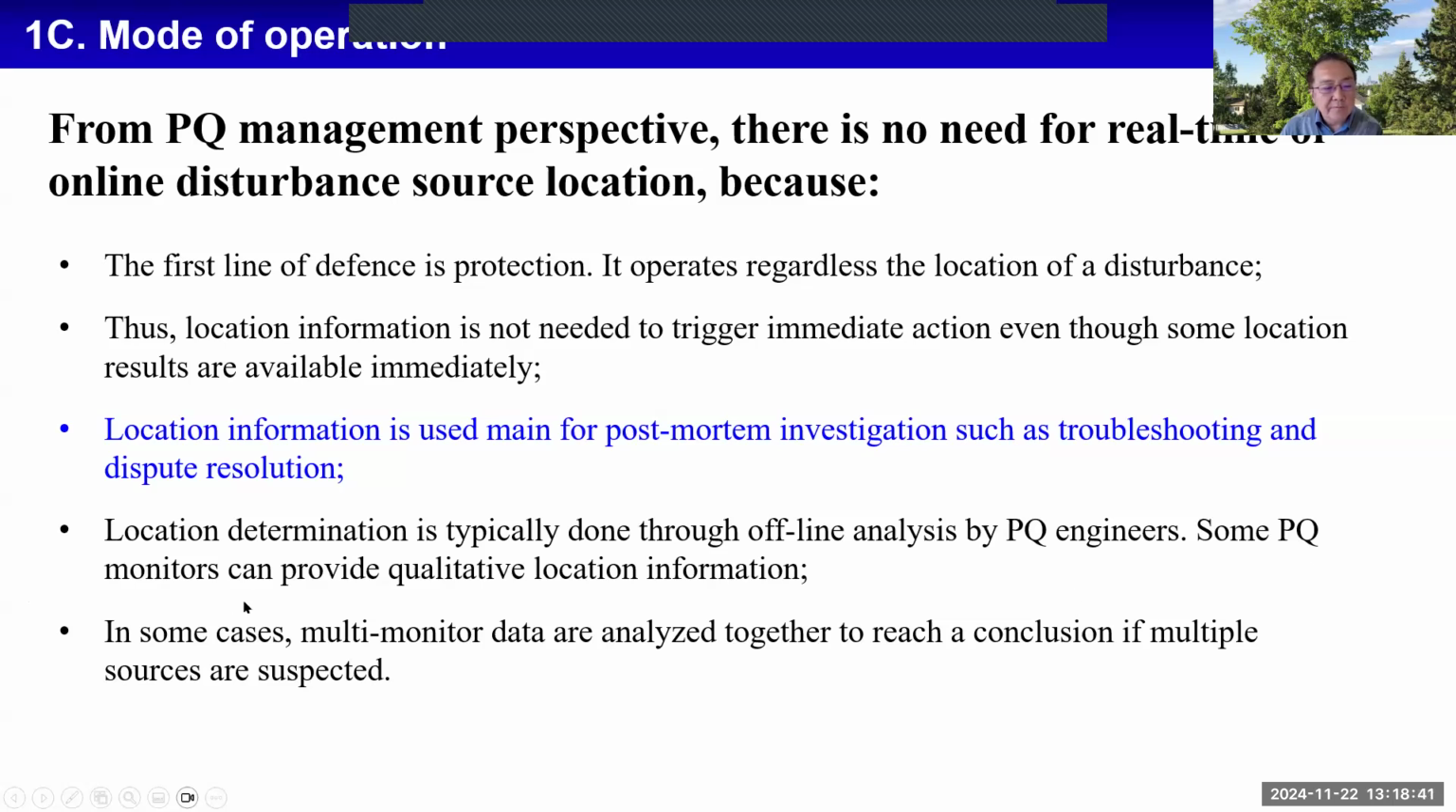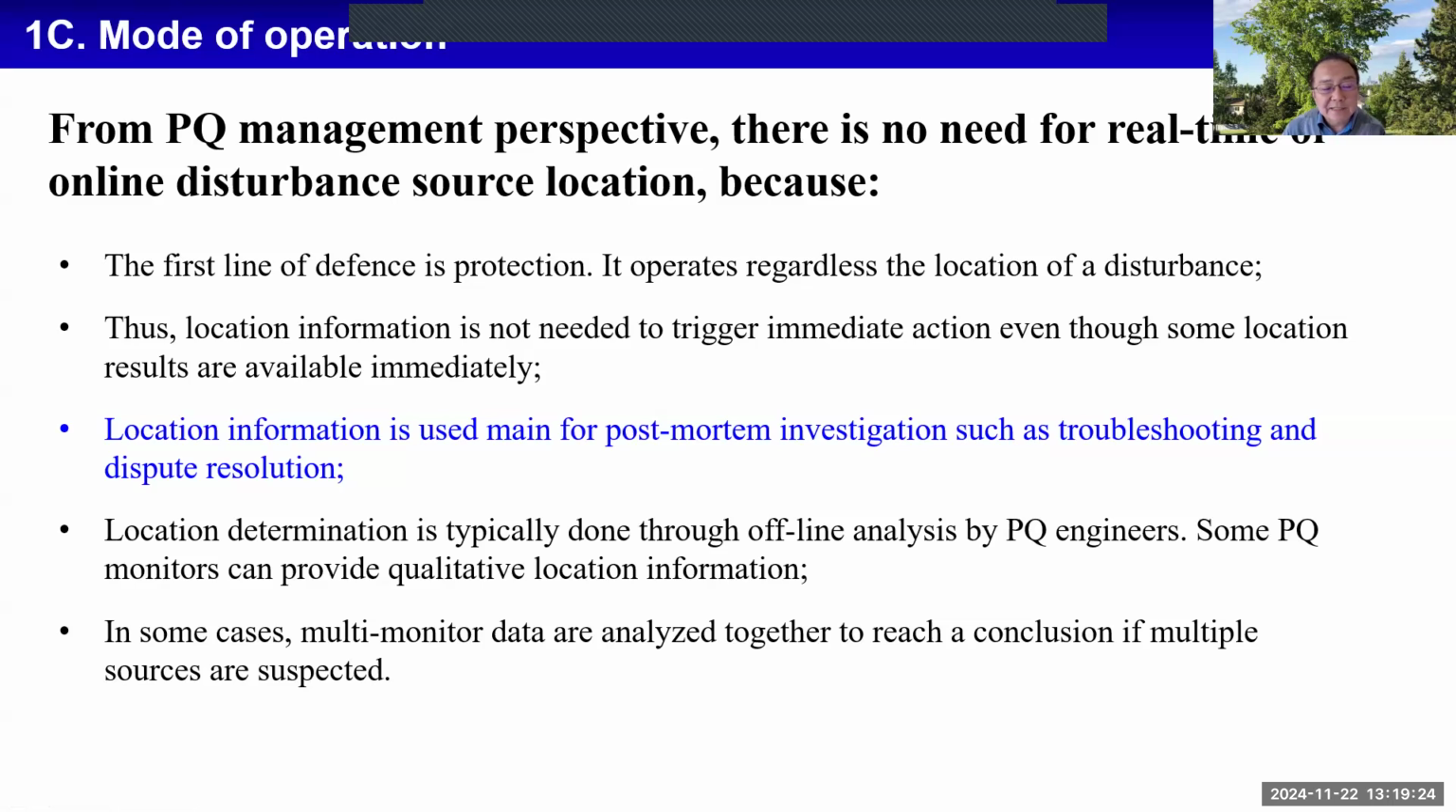Some monitors provide qualitative location information already. You don't need the analysis. You just download the monitor information, and it will show whether the transient disturbance is coming from downstream or upstream. In some cases, multi-location monitor data are utilized to reach a conclusion when multiple sources are suspected. For example, you have a ski resort. This actually happened in the Banff mountains. We were asked which resort is causing the problem. So we had to analyze 3 locations simultaneously to determine the responsibility of each location.